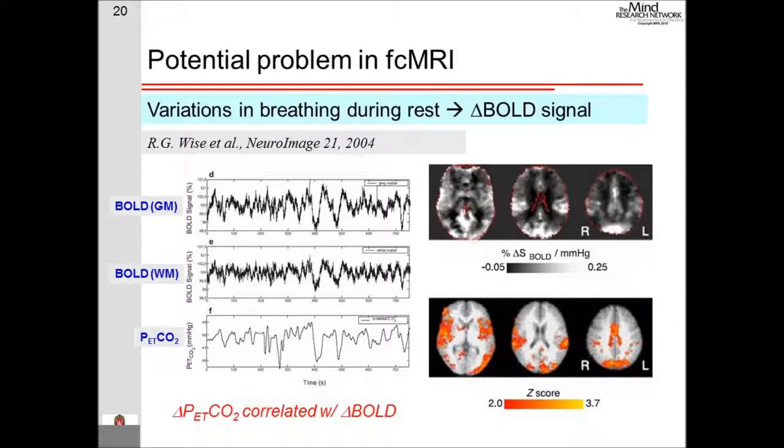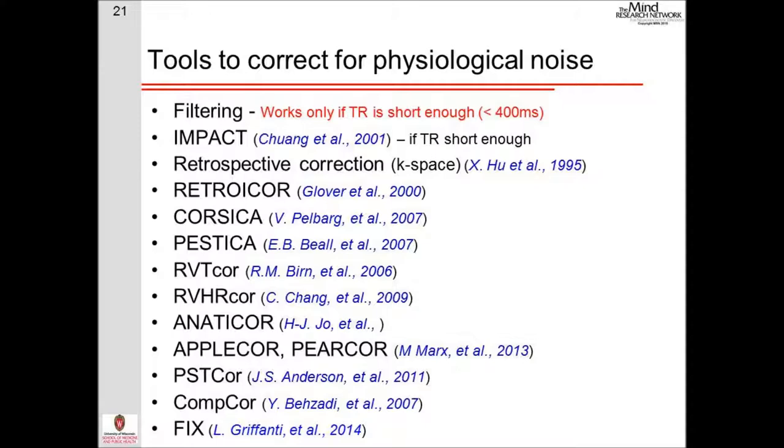Now, we've come up with correction methods to try to correct for these. Here I just list a few of the different correction methods that have been developed over the years. I think all these slides are going to be available later, so you should be able to hunt down these articles if you're really interested. Some of these, like RETROICOR, use information about the actual measurements of the heartbeat or respiration to try to filter that out. Or they use ICA-based approaches, and of course, you have PESTICA, respiration volume per time, and heart rate corrections. You can regress out gray matter and white matter, and that's also a correction method that works pretty well.